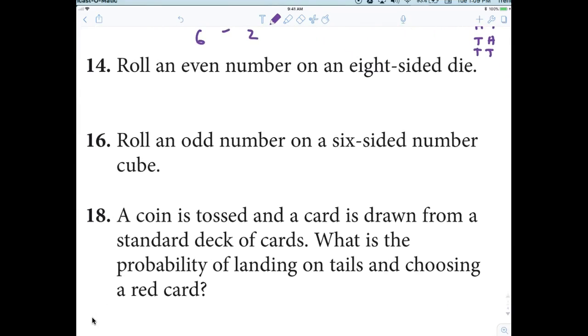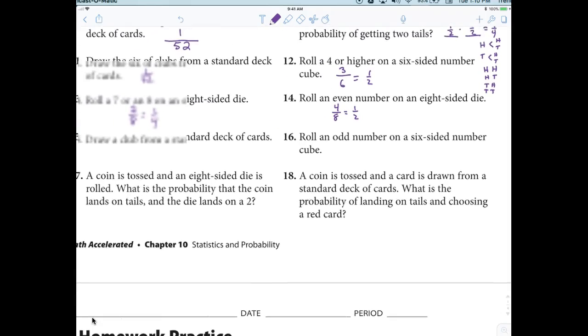If you want to roll an even number on an 8-sided dice, I want you to tell me what it is. Yes, 1/2 is the answer, but I would like for you to say 4/8. I want you to write the answer, and then I want you to reduce the fraction. 4/8 reduces to 1/2. All right. Now, 15.